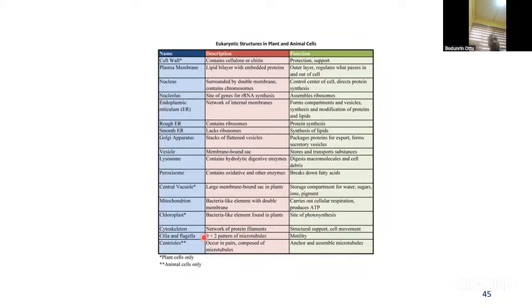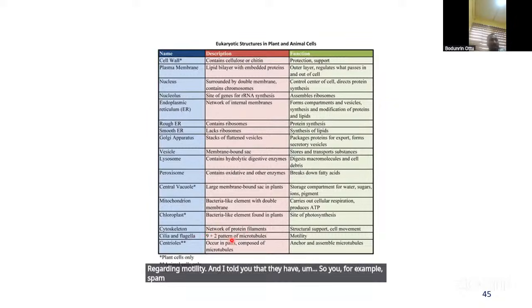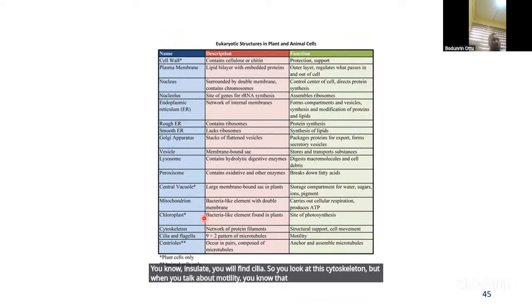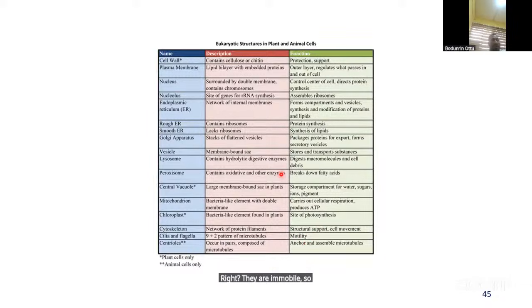So for example, in a sperm cell, you find flagella. In ciliates, you will find cilia. So you look at the cytoskeleton, but when you talk about motility, you know that plant cells are immobile, right? They are immobile. So mostly animal cells are mobile. All right, so you can just look at these and look at the function of each organelle.